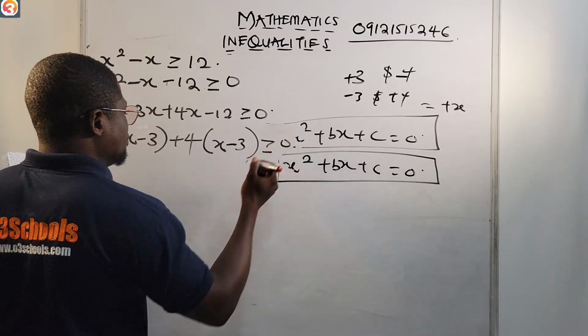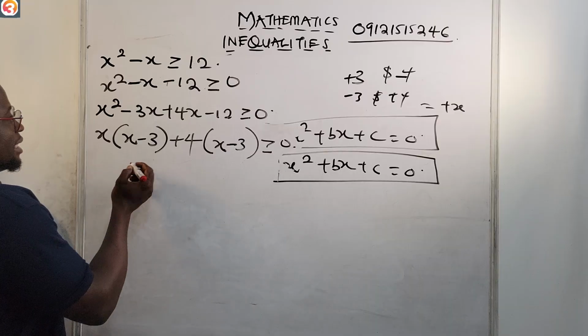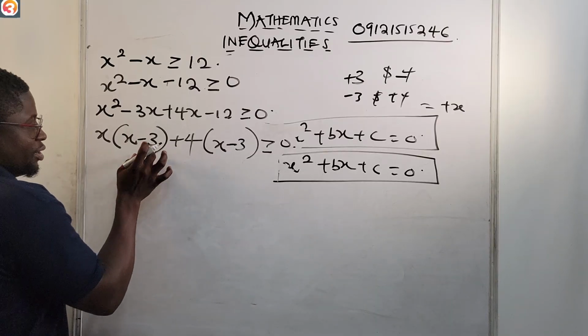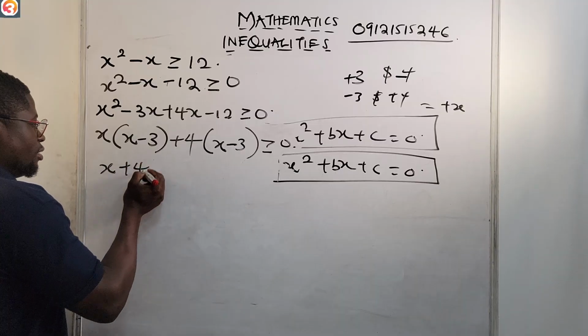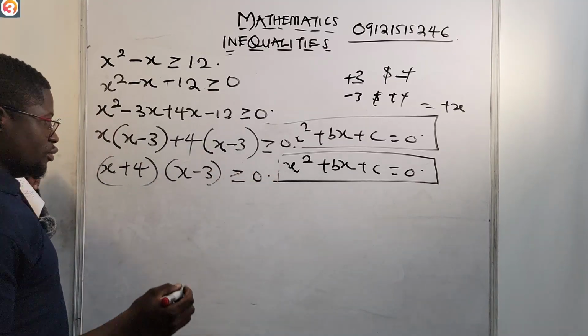Greater than or equal to what? 0. You can decide to put equal to here and solve and get your two values. All right. Our value set will be what? You pick this x and this one outside and pick one from the box. So I'm going to have x plus 4, then x minus 3, greater than or equal to 0.